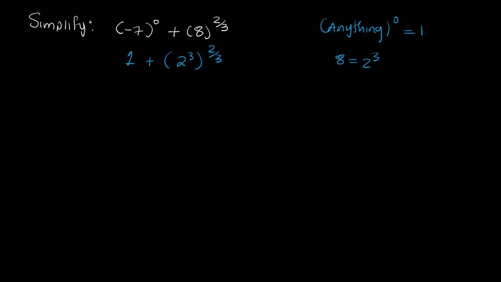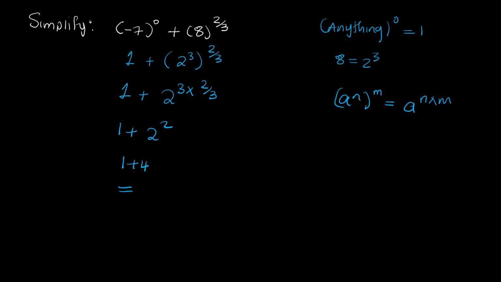So we're just trying to revise the laws of exponents. If I have a to the n, all to the power m, I multiply the exponents. What does that equal? This is a to the n times m. So we multiply the exponents: 2 to the power 3 multiplied by 2 over 3. When we multiply the exponents, the 3 cancels and you are left with 2 to the power 2, which is just 4. So this is 1 plus 4, the final answer is 5. And this is how we apply the laws of exponents.